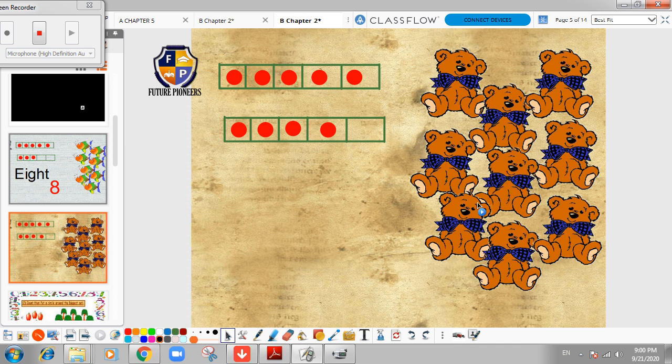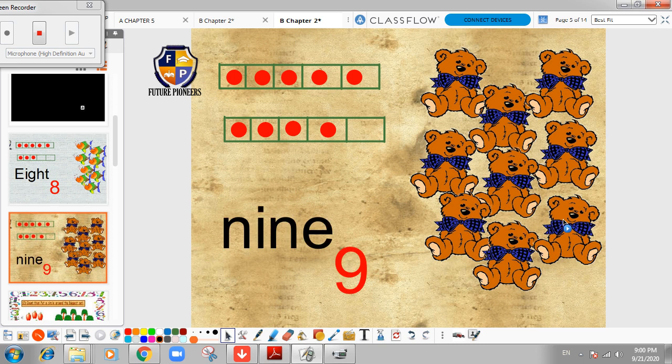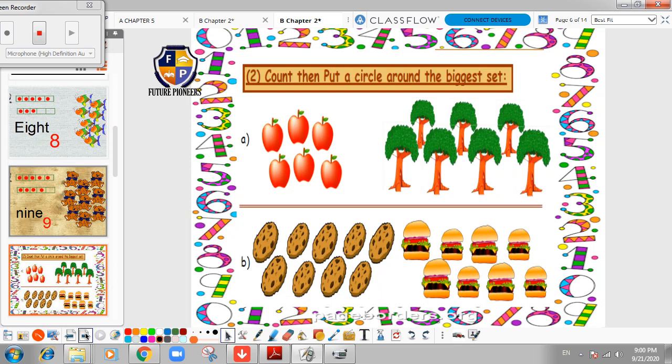Is it right? So please count with me how many teddy bears here I have. 1, 2, 3, 4, 5, 6, 7, 8, 9. I have 9 teddy bears. How can I write 9 in letters? N-I-N-E, 9. How many dots here I have? 1, 2, 3, 4, 5, 6, 7, 8, 9. I have 9 dots. So now let's move to the examples.